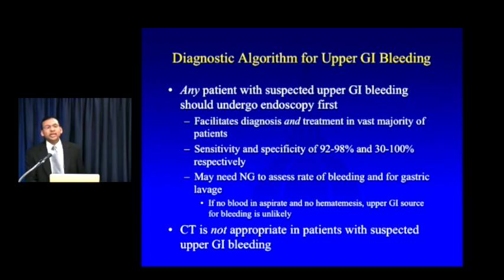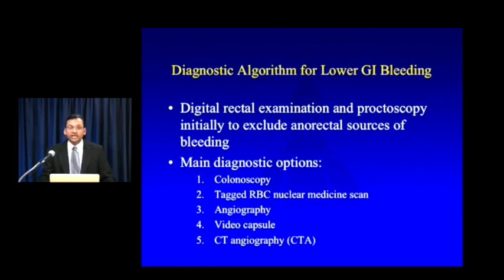Now, even in those cases where you're not certain whether it's an upper or a lower GI bleed, then you're still not going to go to CT. You're going to put in an NG tube, you're going to do a gastric lavage, and if there's no blood in the aspirate, then you know you're probably dealing with a lower GI bleed, but if there is blood in the aspirate with hematemesis, then you're probably dealing with an upper GI source. But regardless, patients where upper GI bleeding is a possibility should not undergo CT.